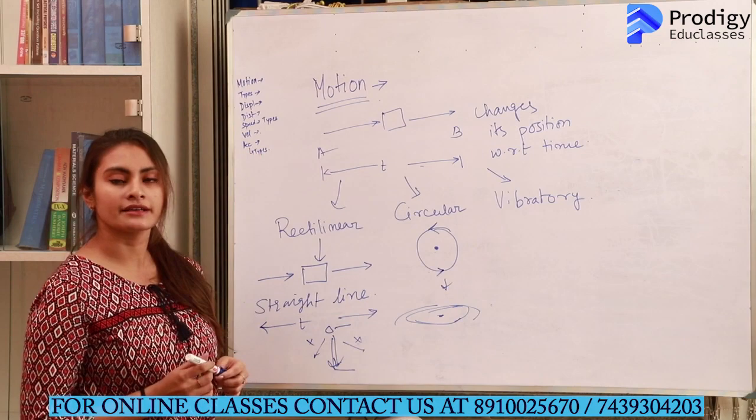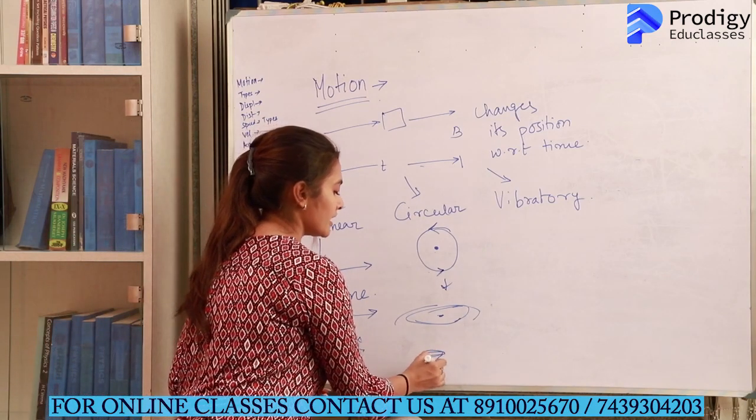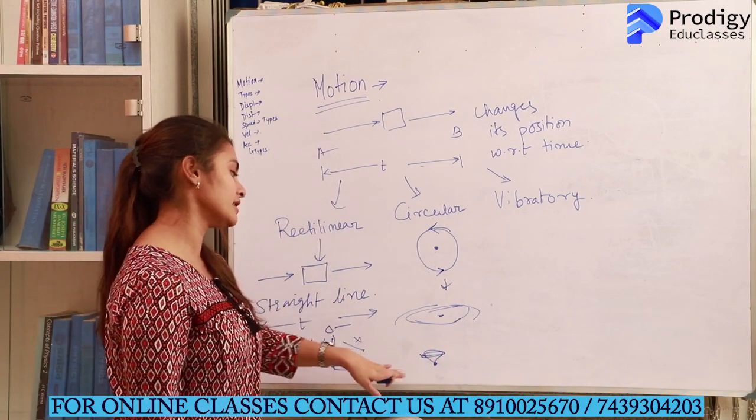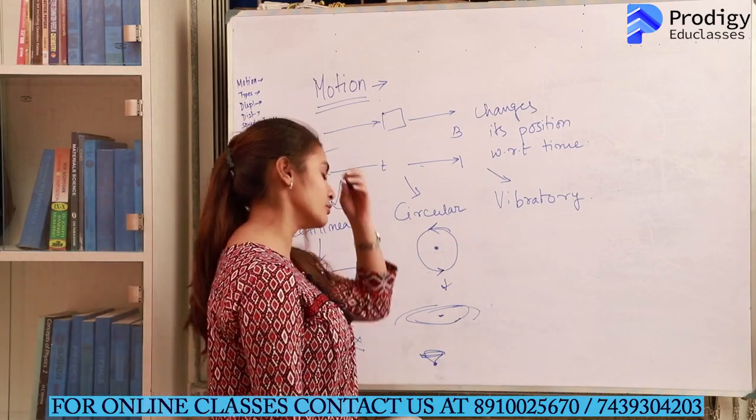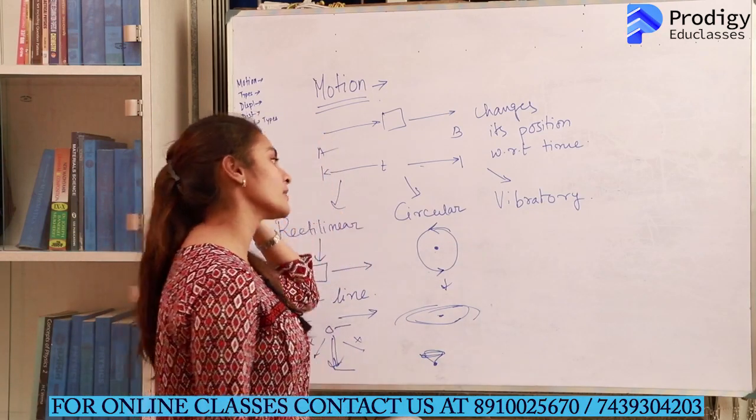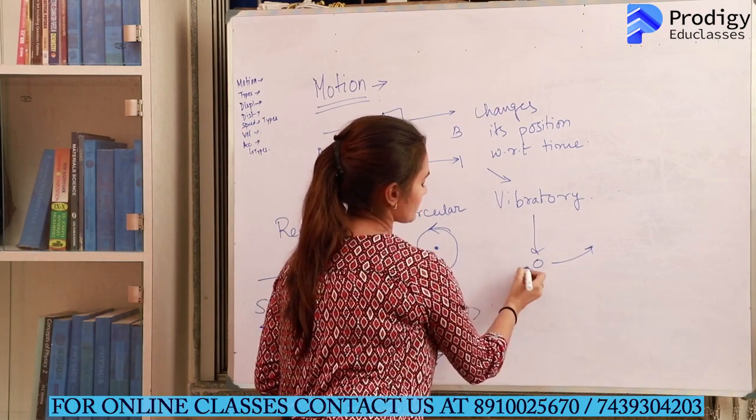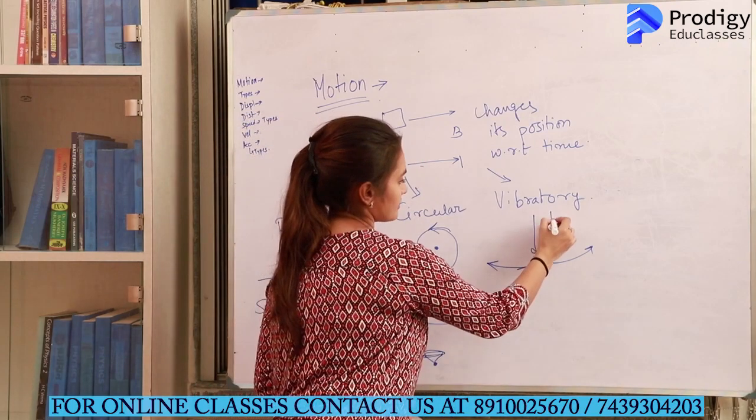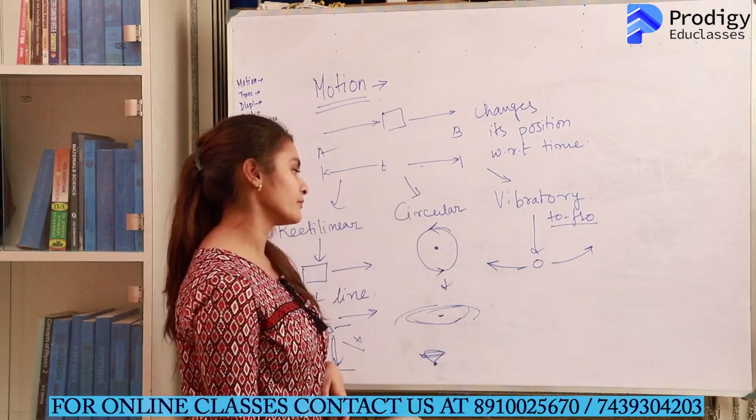You can also take the example of a spinning top. If we rotate a spinning top, then it always has a fixed point and it rotates in a circular motion. Now we will go to the third type of motion, that is vibratory motion. Now, what is a vibratory motion? Vibratory motion always exhibits its motion in a to and fro movement.